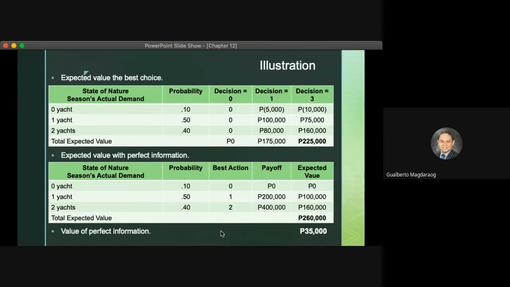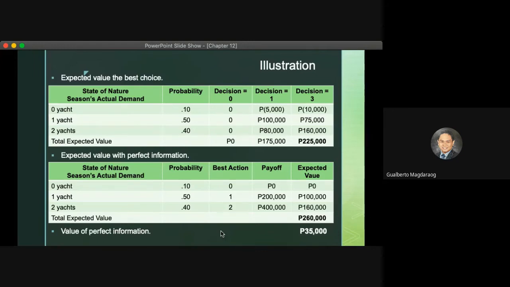Okay. We were given the information kung ano yung mga best action that we can do in each state of nature. Given the same probability, we will simply get or choose yung best action natin. So for zero yet, ang best action natin is not to produce because we don't have any demand for it. And then if there is one demand, the best action natin is to simply produce one. And then if we have two demand, the best action natin is to produce two.